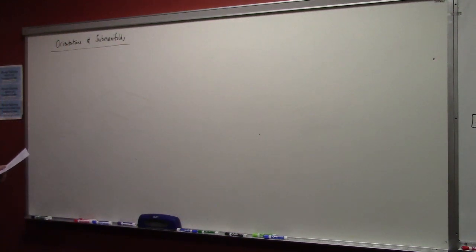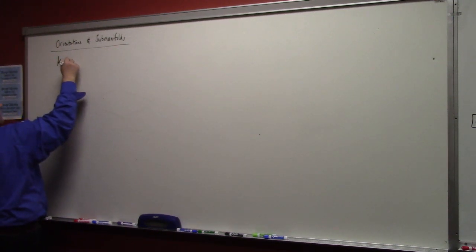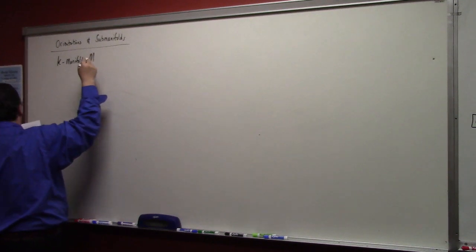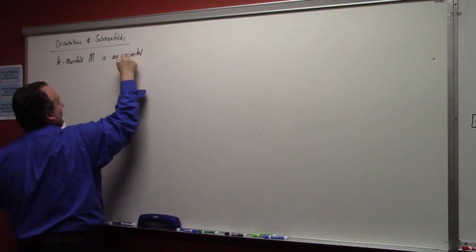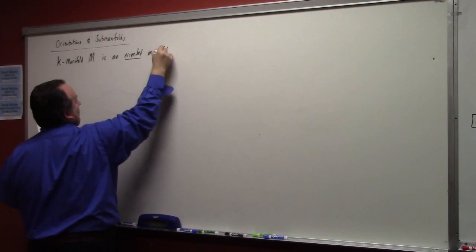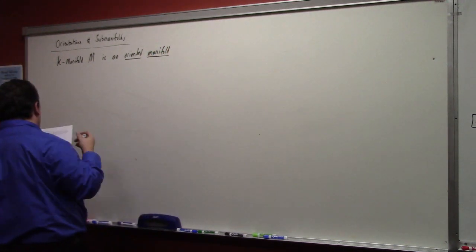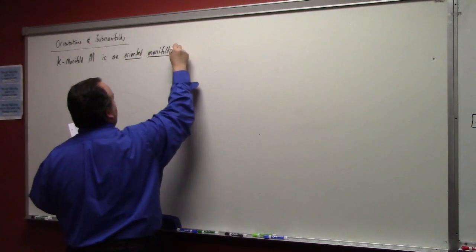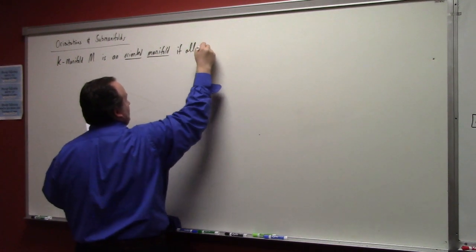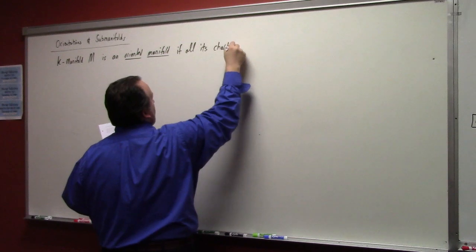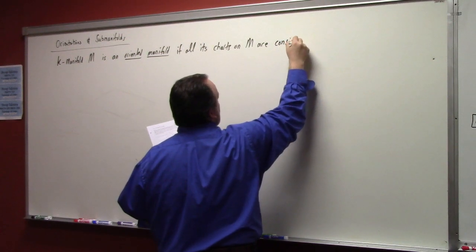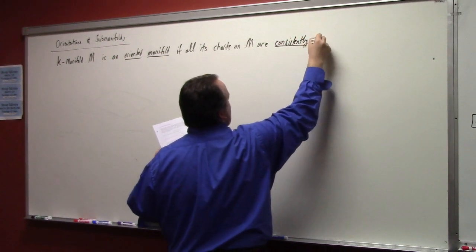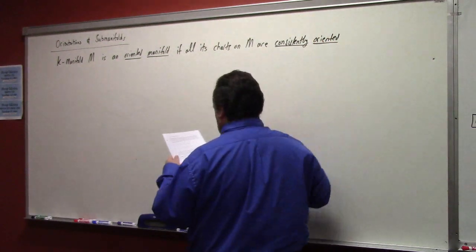All right. So a k-manifold M is an oriented manifold if all its coordinates on M are consistently oriented. Let's say all its charts on M are consistently oriented. Now you wonder, what on earth does consistently oriented mean, right? Begs the question, obviously.